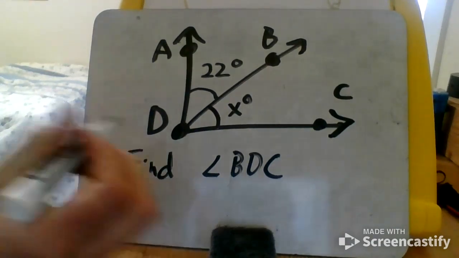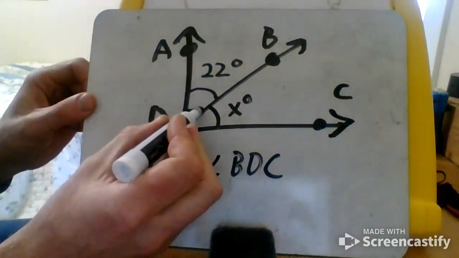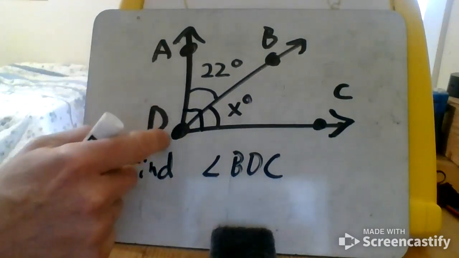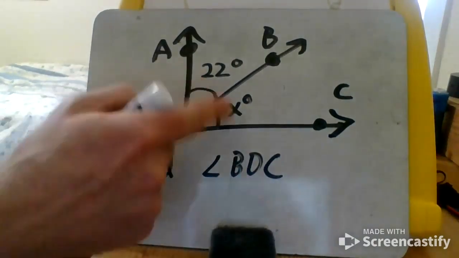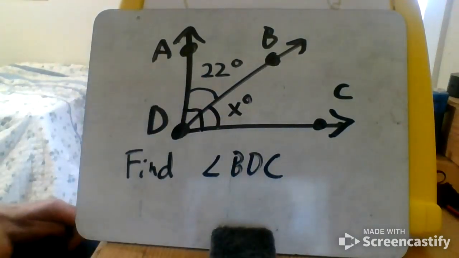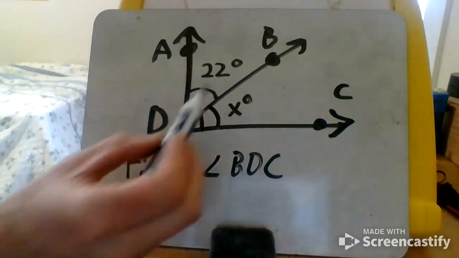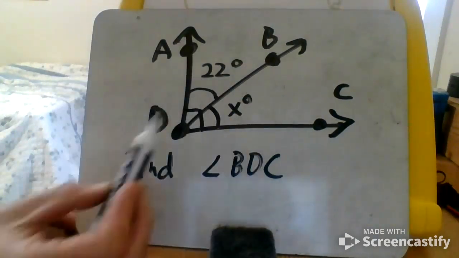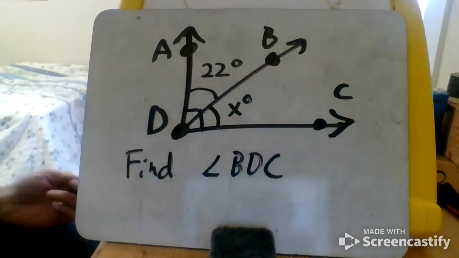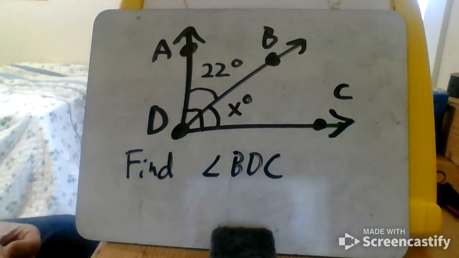Complementary angles are two angles that add up to 90 degrees. So here I've got angle ADC. That is a 90-degree angle. And I know that angle ADB is 22 degrees, and I'm asked to find angle BDC. If you don't know the letters of the angles, I'll help you out when I get back.